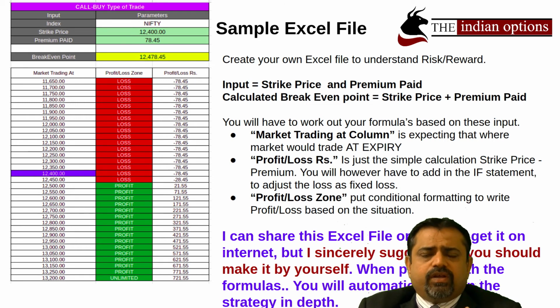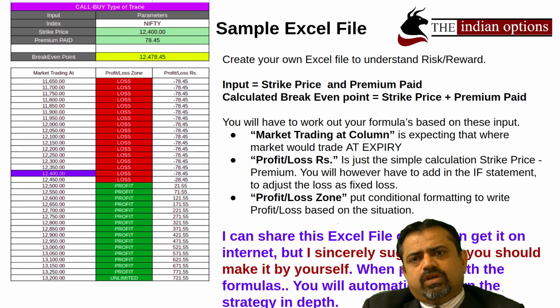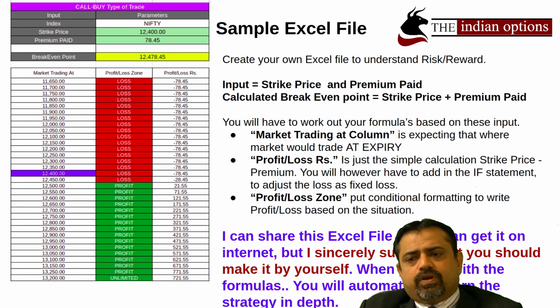The reason is that whenever you open any contract, you can just put the figures in this and try to understand what the risk is and what the profit zone is going to look like, so you'll get a better idea about what you are trying to go into. This is really very simple. You only need two inputs here. The inputs are the strike price and the premium paid, and the break-even point you can calculate by adding strike price plus whatever premium you have paid.